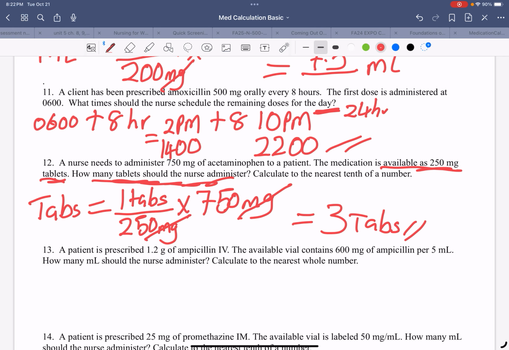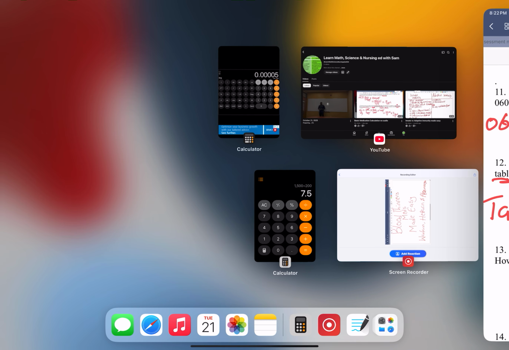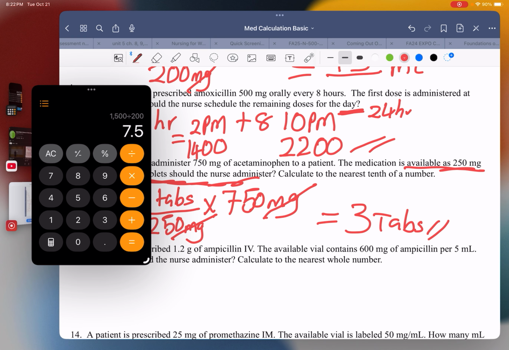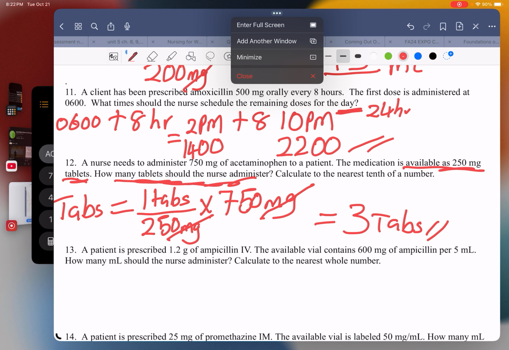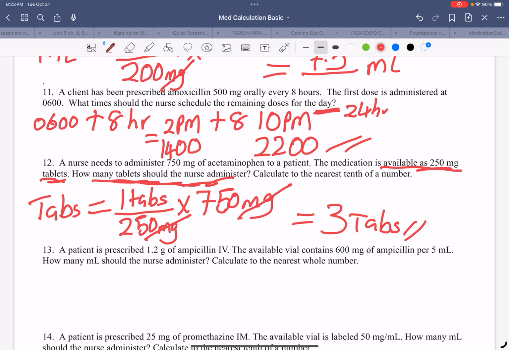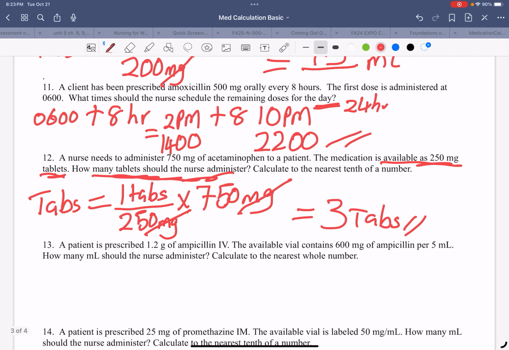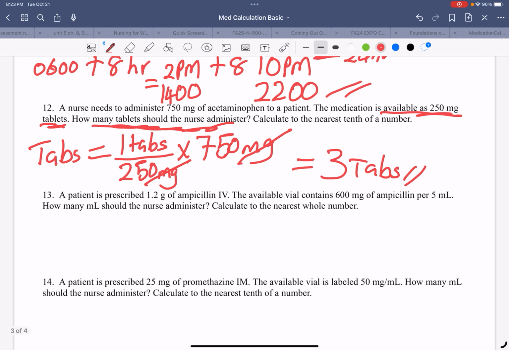Let's check it to make sure. Always check your answer. 750 divided by 250 is 3. All right? Hope that makes sense. Hope you get the same answer. So you can see as I'm reading, I'm also checking the unit to make sure the unit does match. All right, let's go ahead on to the next question.